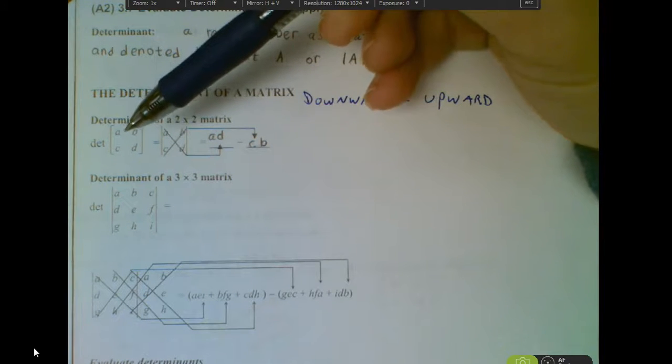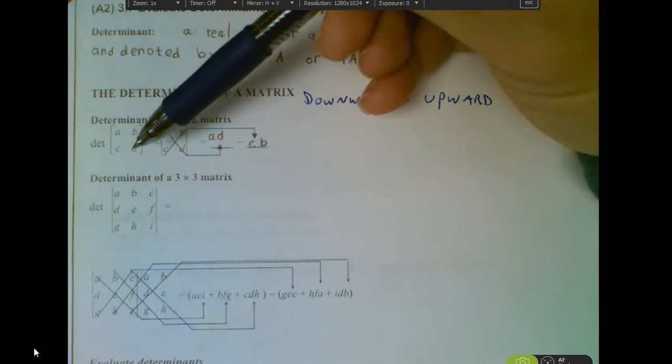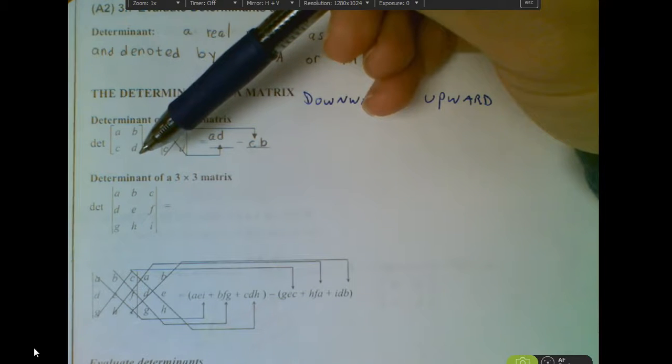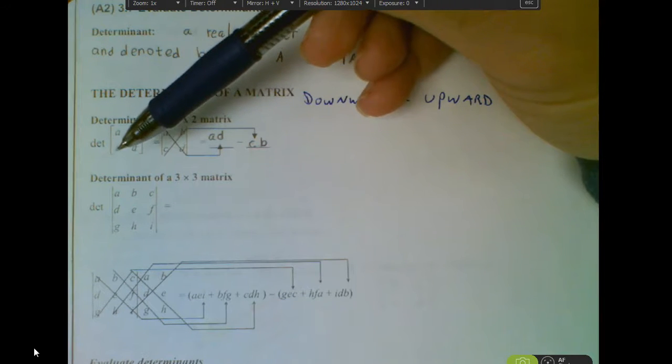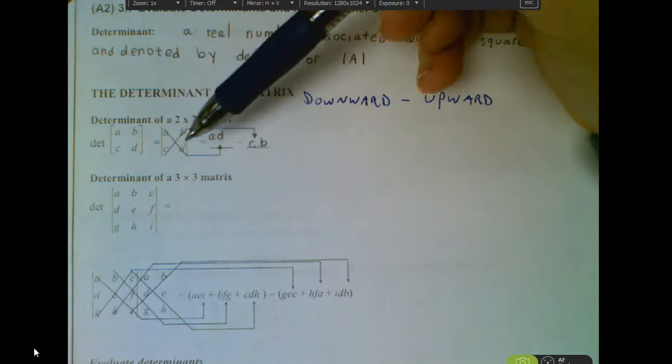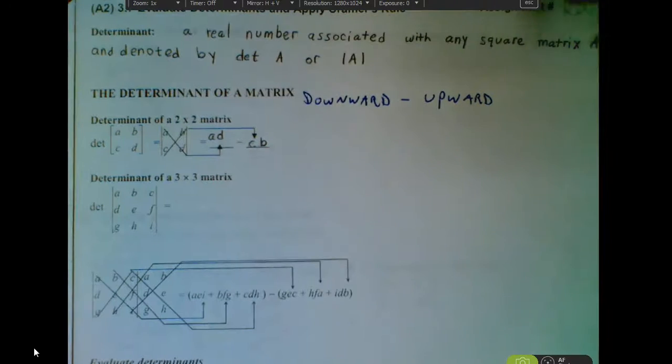So if you look at the 2 by 2 matrix that you see right here, we're going to do our downward diagonal, which is A times D, minus the upward diagonal, which is C times B. And so that's what you're seeing right here: AD minus CB is the way we would lay that out. If we throw some real numbers into that and simplify it, we would just get our determinant, which again is just a single number.